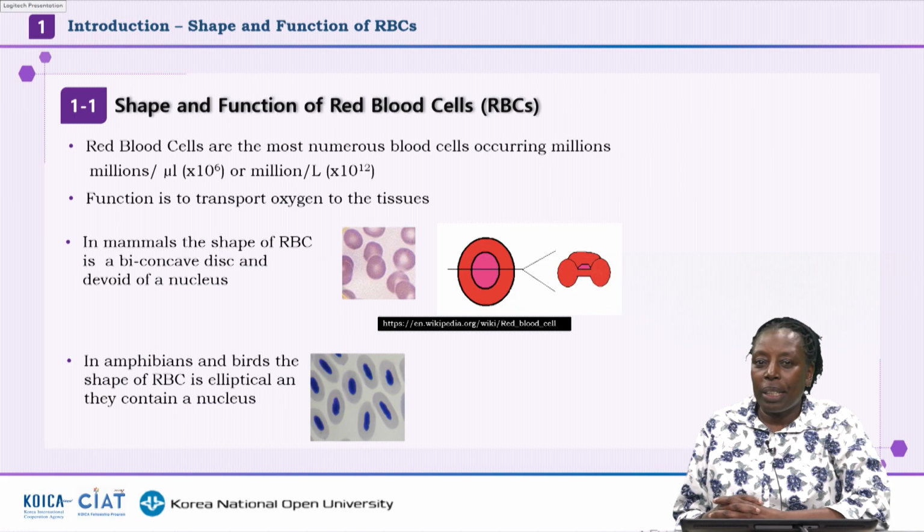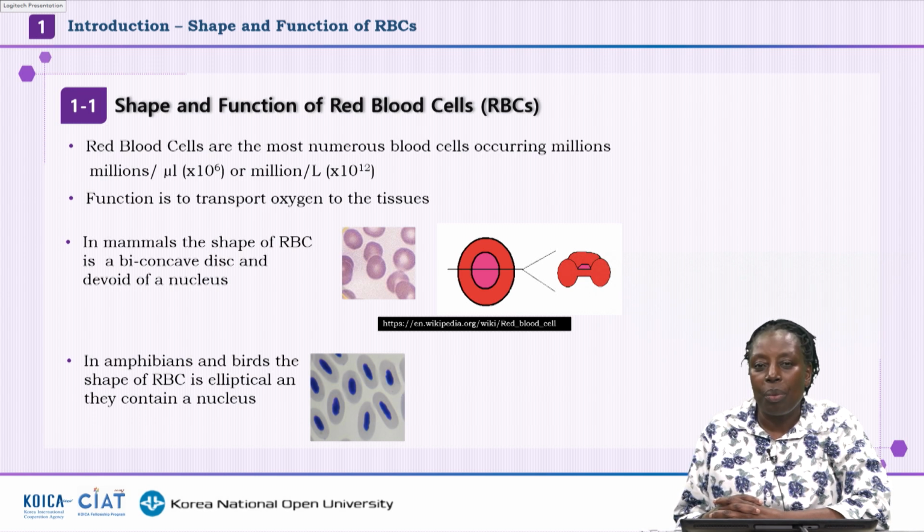So, what's the function of the red blood cell? It is to transport oxygen to the tissues. And the red blood cells are so numerous that we count them in millions. They can be in millions per microliter, 10 to the power 6, or they can be in millions per liter, 10 to the power 12. And in the middle we have a cross-section of a red blood cell and also a micrograph of a red blood cell. It's biconcave and has no nucleus.